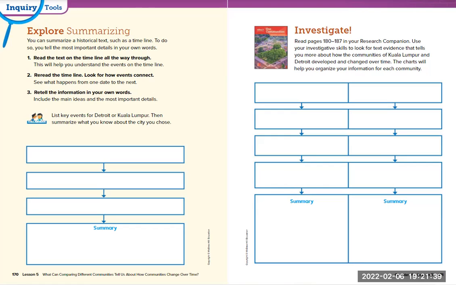Then the third thing you're going to do is retell the information in your own words. Include the main ideas and the most important details. So for this one, it says list key events for Detroit or Kuala Lumpur. Then summarize what you know about the city you chose. First thing you have to do, we already see it: you have to choose whether you want to talk about Detroit or Kuala Lumpur. So that's your choice. You can choose whichever city you want from those two, and then make sure that you use your timeline as your resource and your reference.